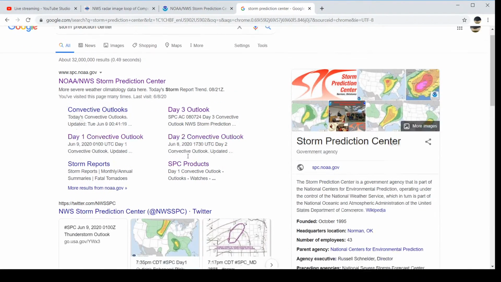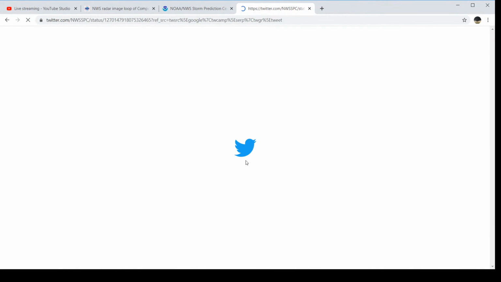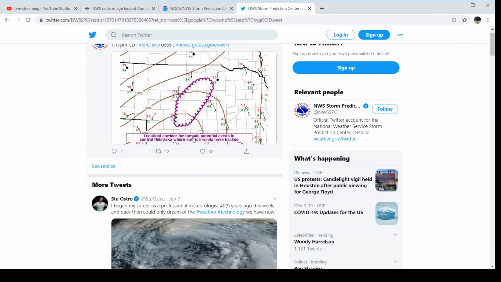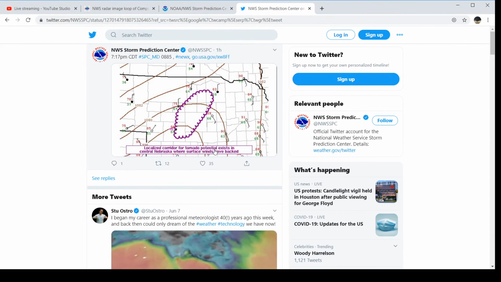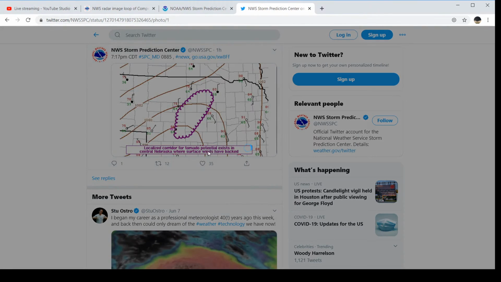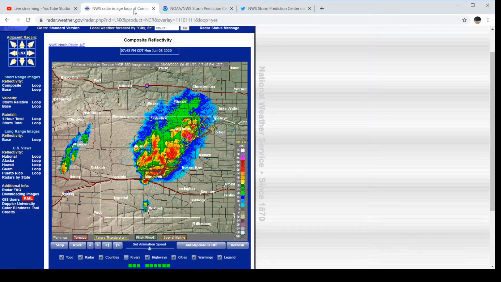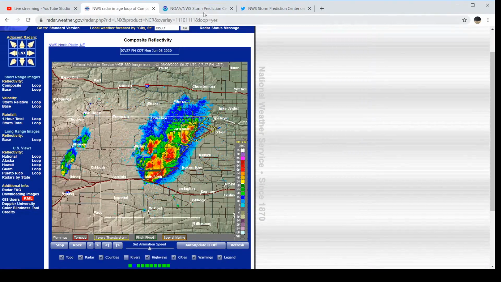Earlier, they had a mesoscale discussion over this region. A localized corridor for tornado potential exists in central Nebraska where surface winds have backed. So we can see the backing of these winds. This definitely helps with feeding the inflow into these storms.